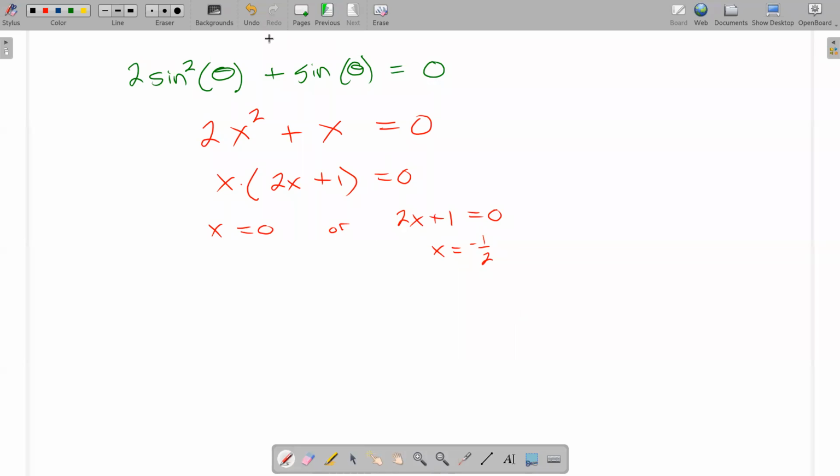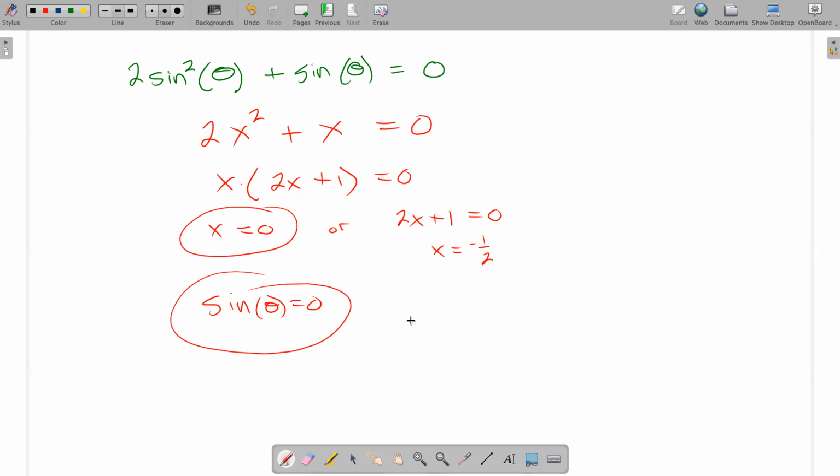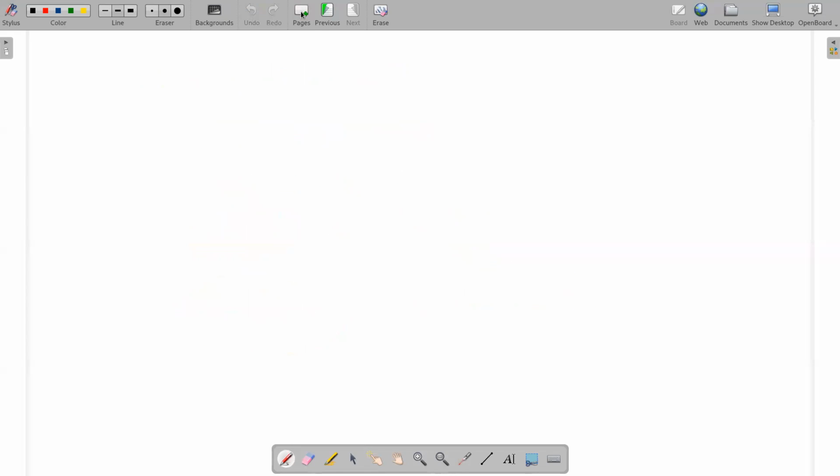I can apply the same idea up there. All I did here was replace the sine with x. So this equation up here is going to also break down to the sine of theta equals 0, just like the x equals 0, or sine of theta equals -1/2. And then I can finish it up. What values of theta give me 0? What values of theta give me -1/2? We already did that one right there. But let's just look at that one more time without the x's.